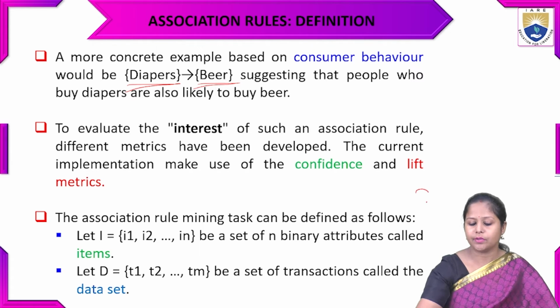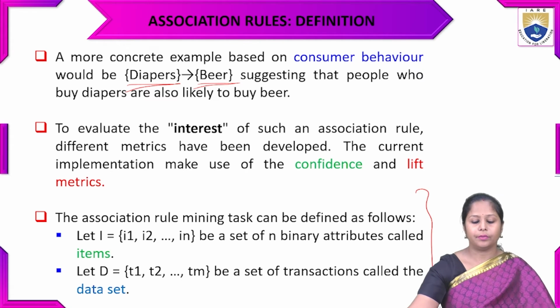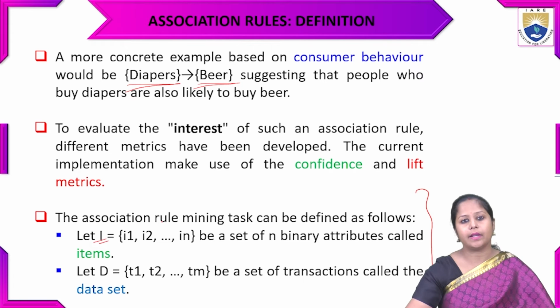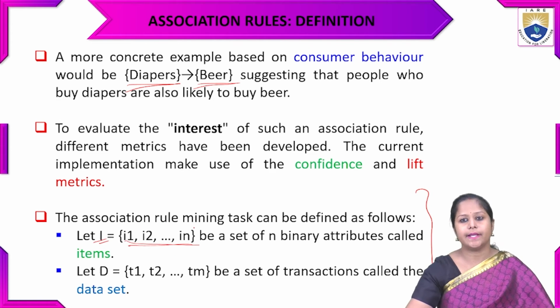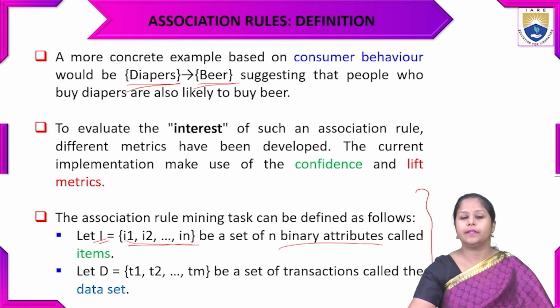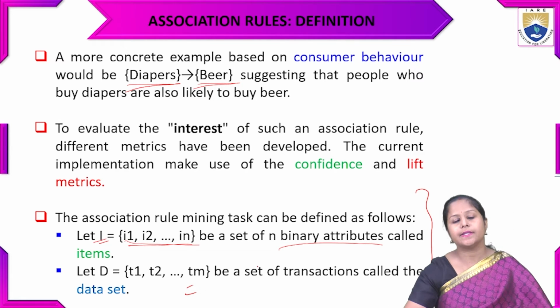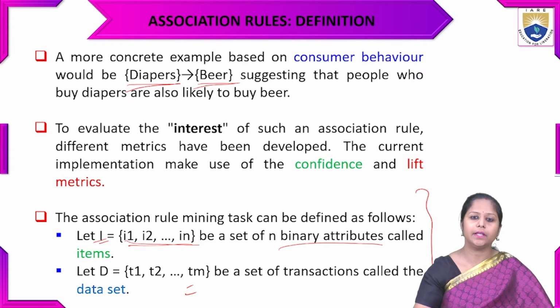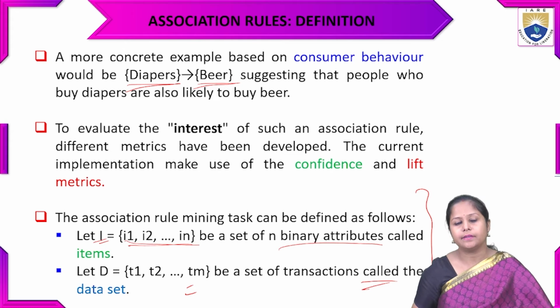The association rule mining task can be defined as follows. Let I equal I1 to In be a set of n binary attributes called items. That is nothing but the items. D equal to T1 to Tm is a set of transactions. That is what we call the data set.